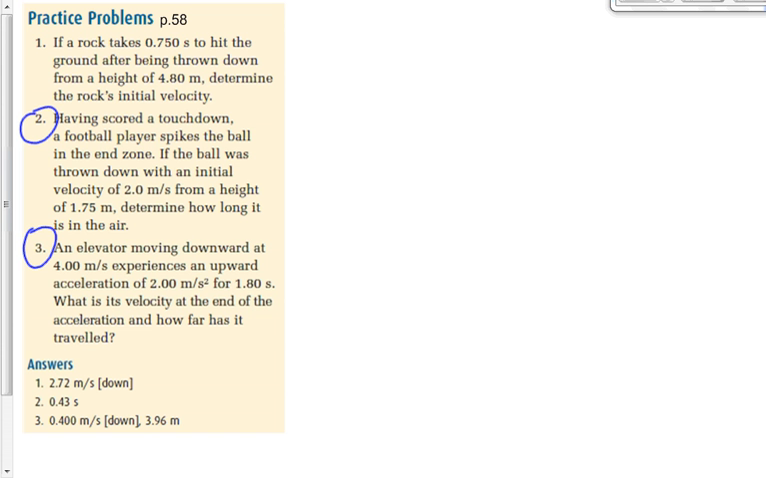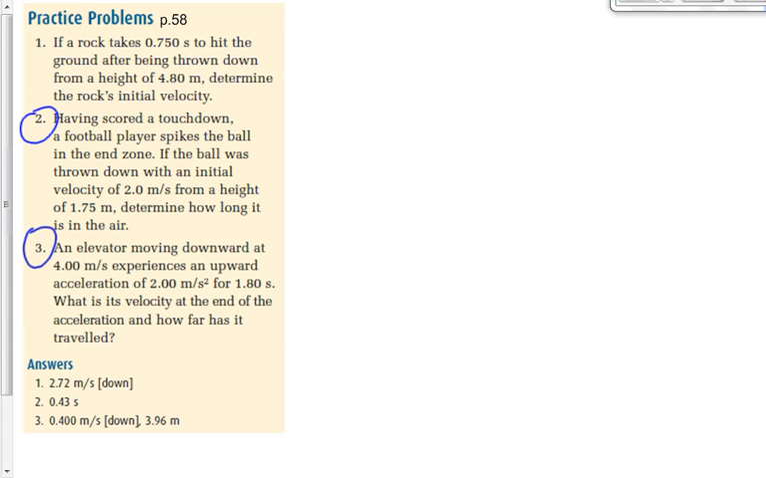And I'm glad you guys asked me for 2 and 3 actually, because there's a bit of a difference between 2 and 3 that I want you to notice if you haven't noticed it already. Question 2 says, having scored a touchdown, a football player spikes the ball in the end zone, so throws the ball straight down in the end zone. The ball was thrown down with an initial velocity of 2 meters per second from a height of 1.75 meters. How long is it in the air for?